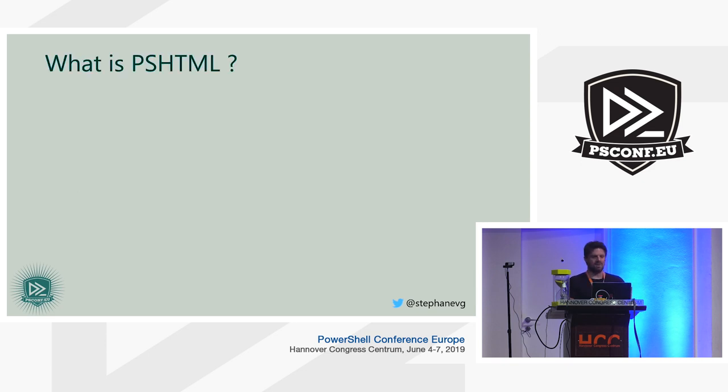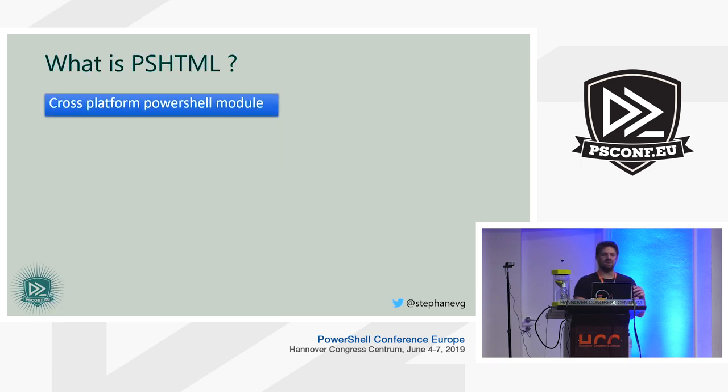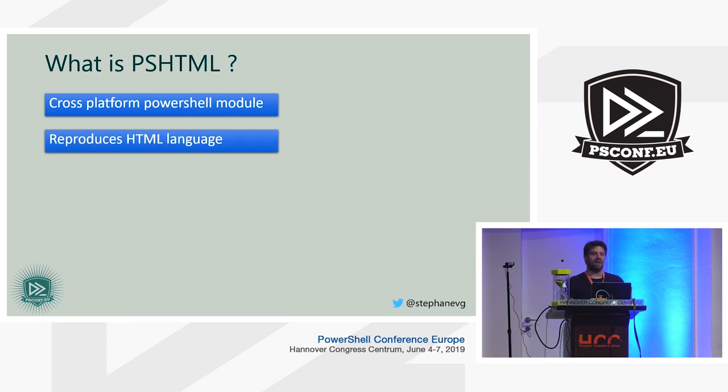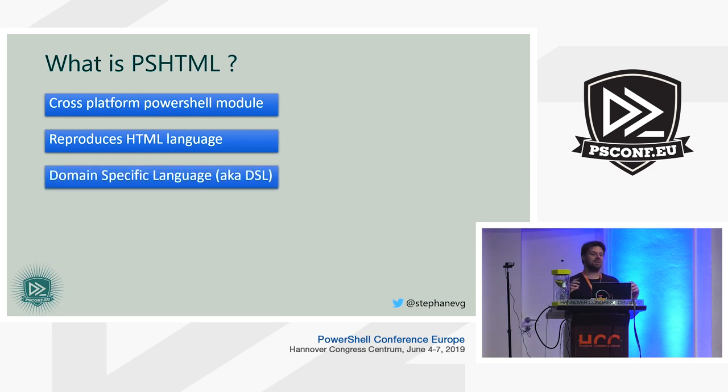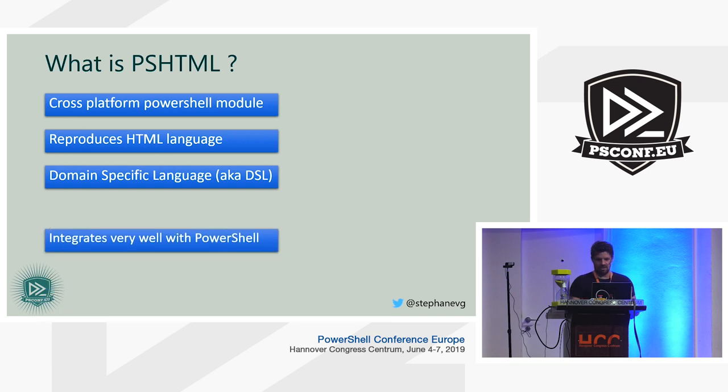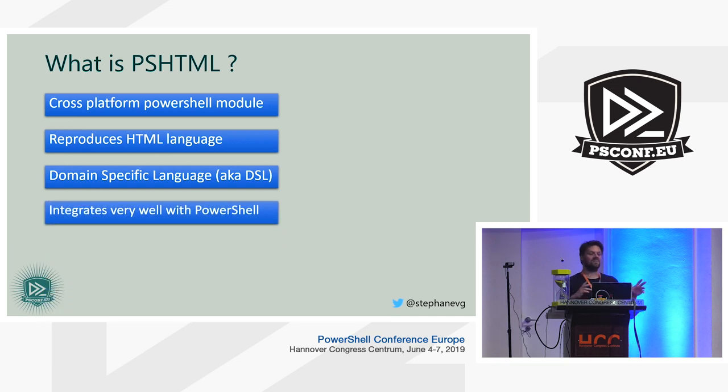So what is PSHTML? PSHTML is a cross-platform PowerShell module. It reproduces the HTML language structure. In other words, it is a DSL, a domain-specific language. For the people that don't know what a DSL is, if you have used Pester, you know what a DSL is, because Pester is a domain-specific language. And it integrates very, very well with PowerShell.